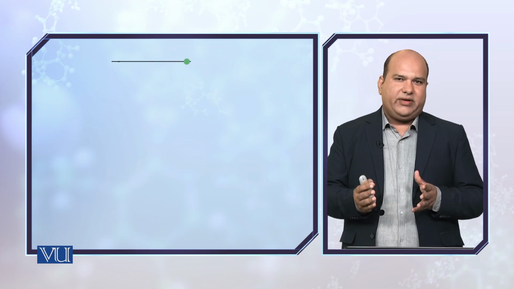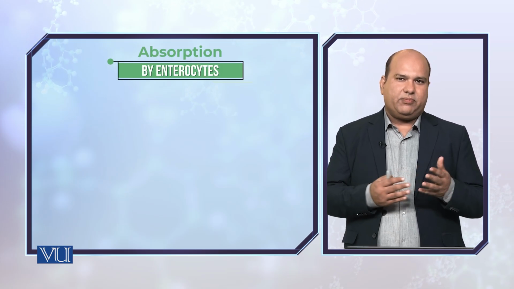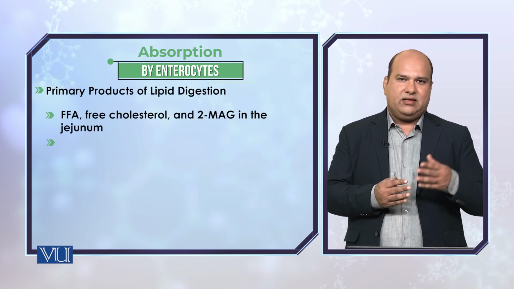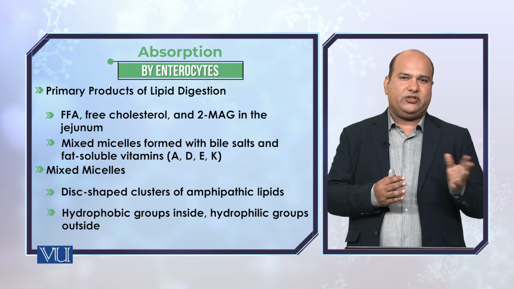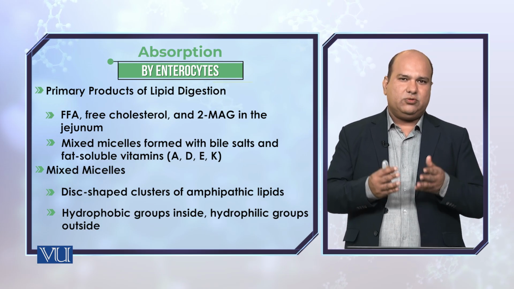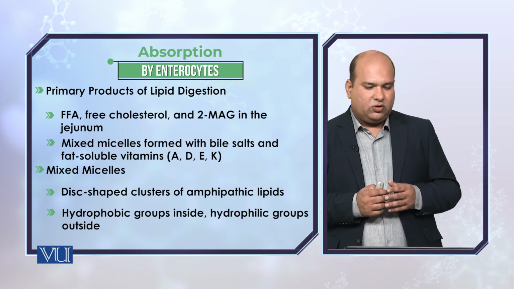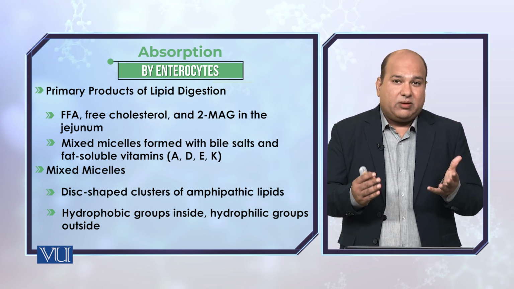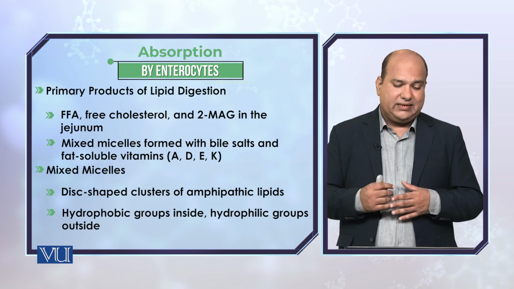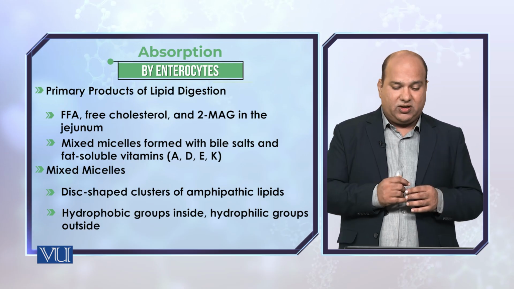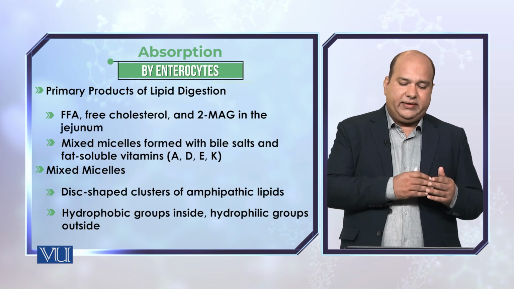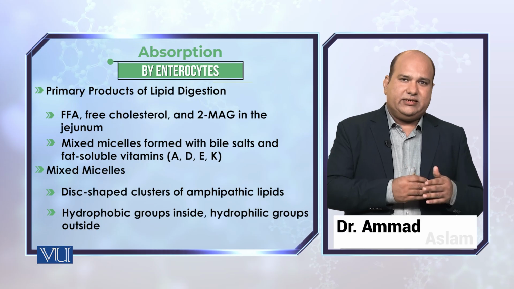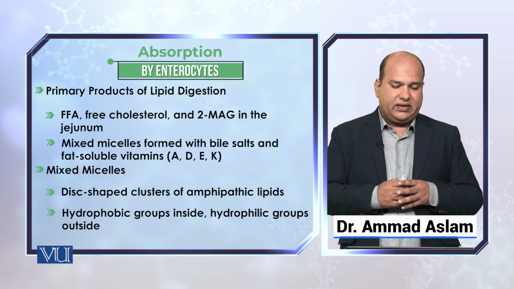So we have now seen how, during the process of digestion in the intestine, the different components of different lipids, like phospholipids, triglycerides and cholesterol, are divided into their constituent components. So as a result, we now have these constituent components. What are those constituent components? They are free fatty acids, free cholesterol, and 2-MAG, that's 2-monoacylglycerol, which is in the jejunum, a part of the intestine.